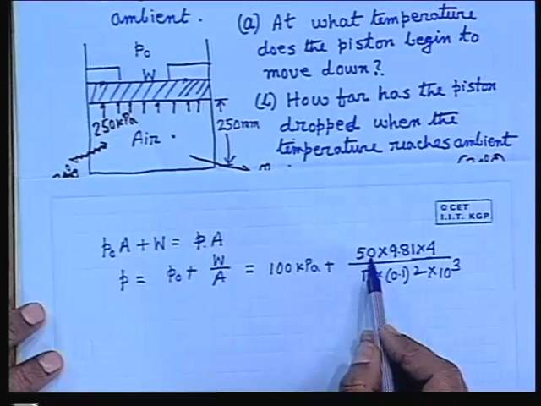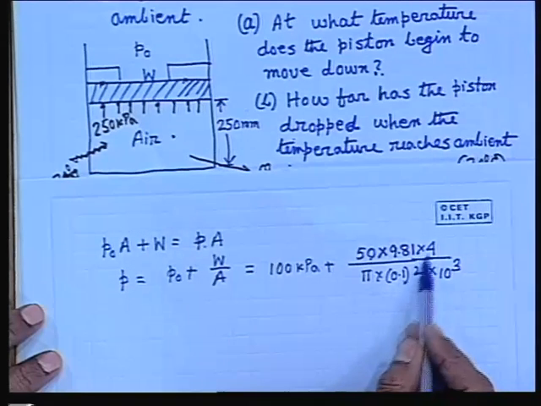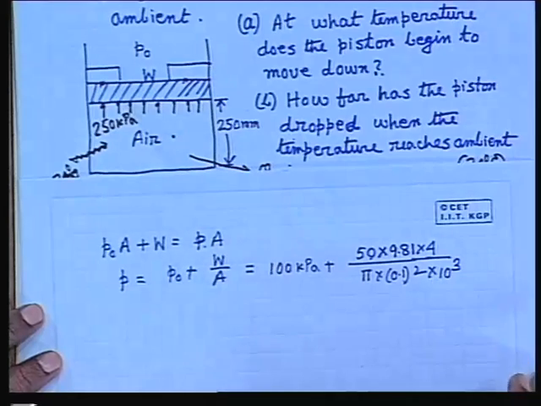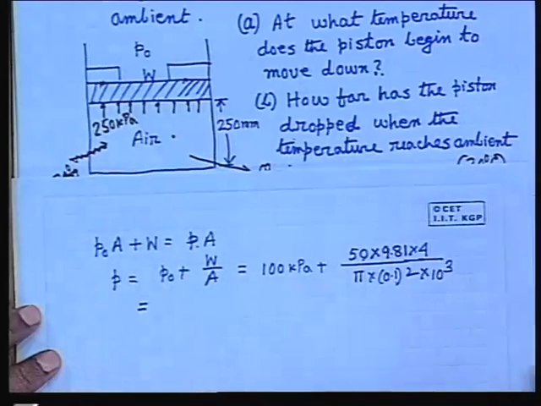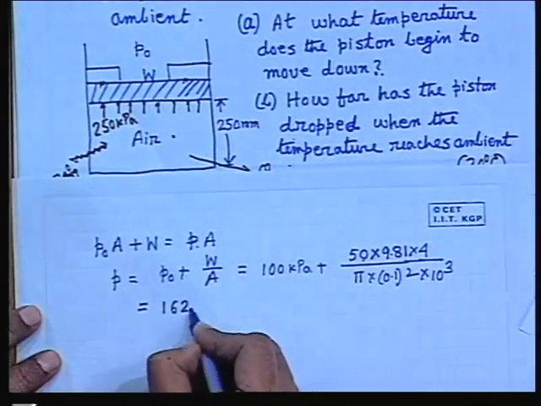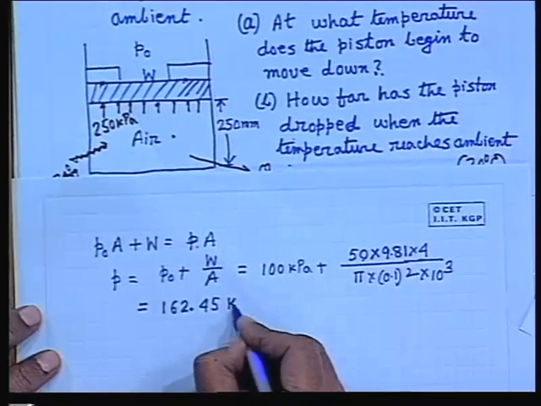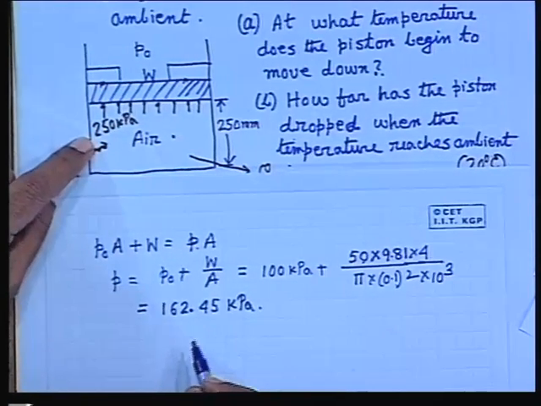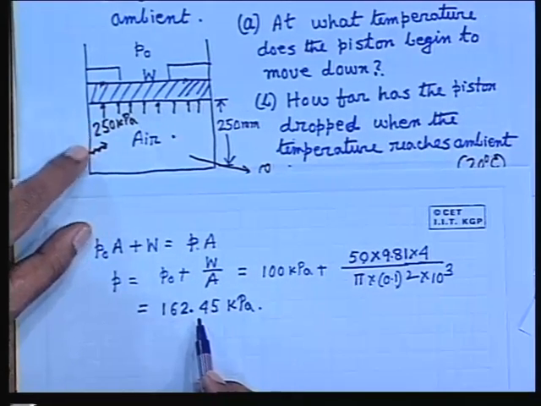W equals m times g, that is the weight expressed in Newton. Pi d square by 4 is the area, and kilopascals means kilonewton per meter square. So this becomes equal to what? 162.45. You can go up to the second place of decimal. So this is the pressure. When the pressure is reduced from 250 kilopascals to 162.45 kilopascals, the piston will try to descend.